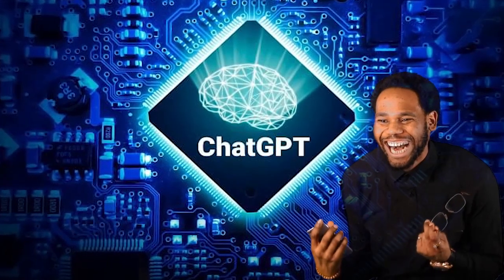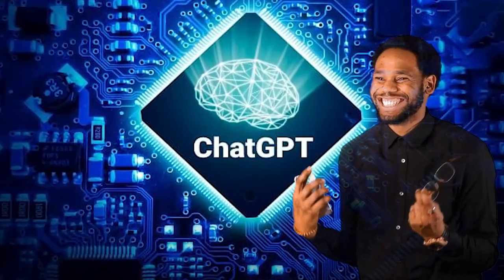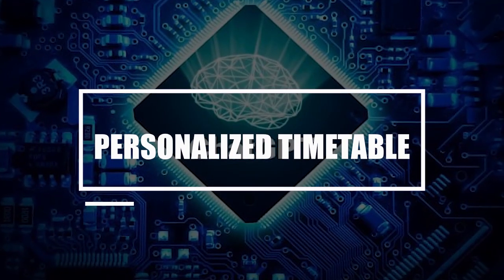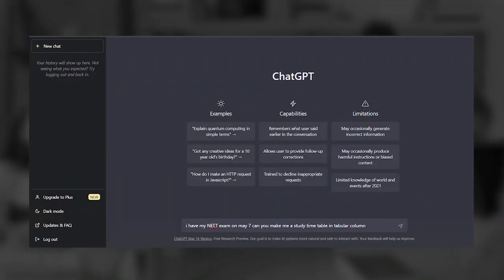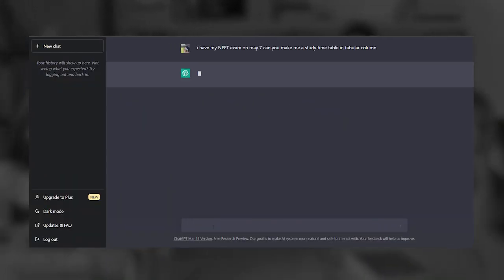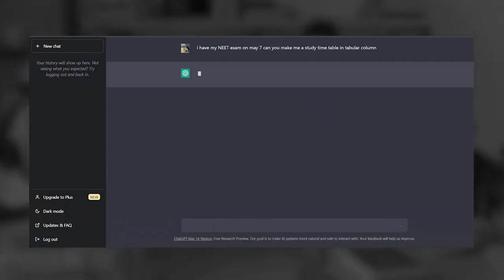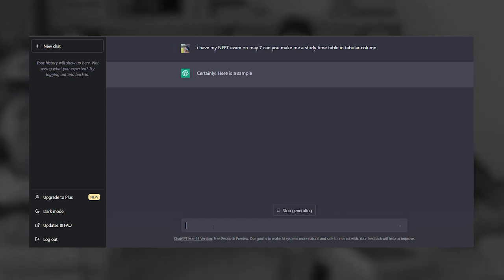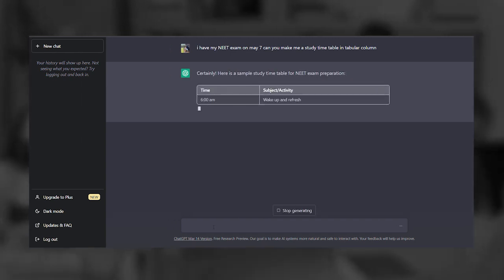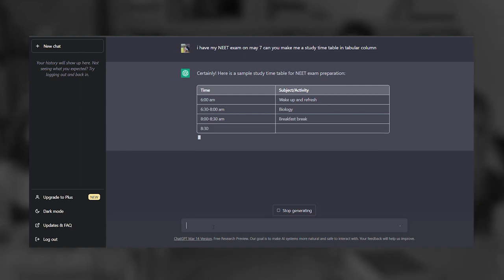Now, moving on to strategy number 3. Another interesting thing that I found from ChatGPT is the ability to make a personalized timetable. Hey ChatGPT, I have my NEET exam on May 7. Can you make me a study timetable? Enter. Oh, it got an answer. Unbelievable. It makes rows and columns for a week.